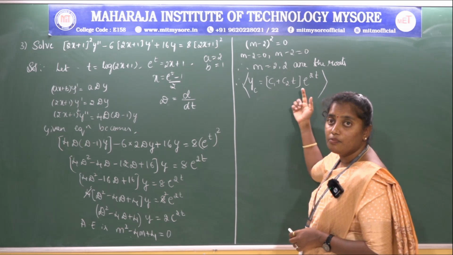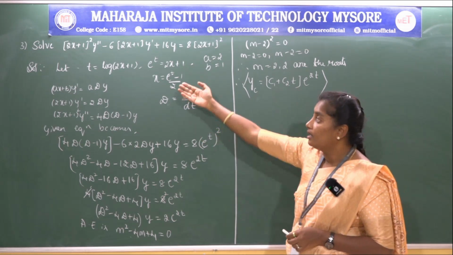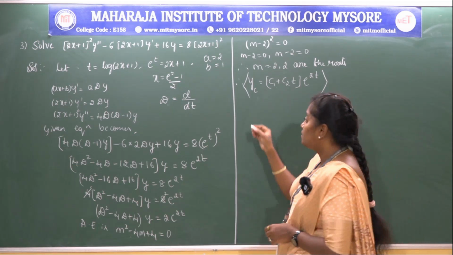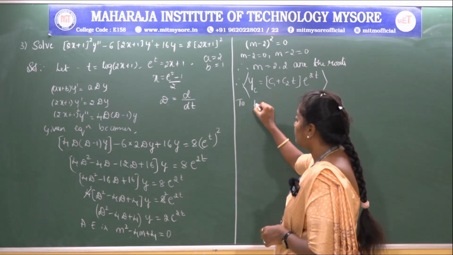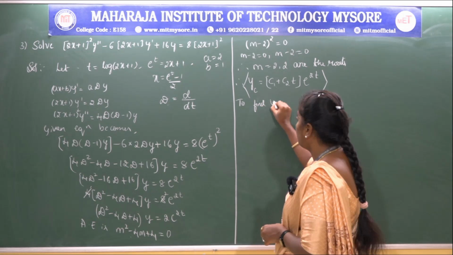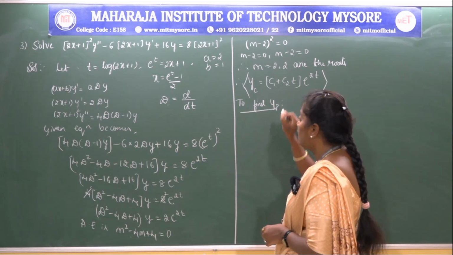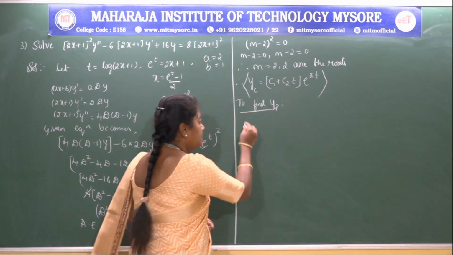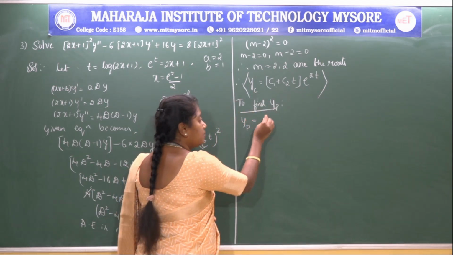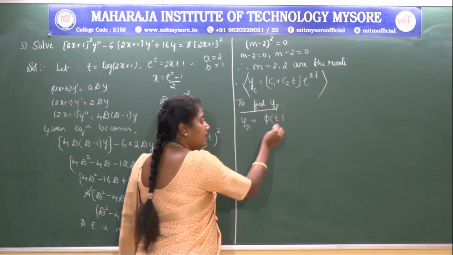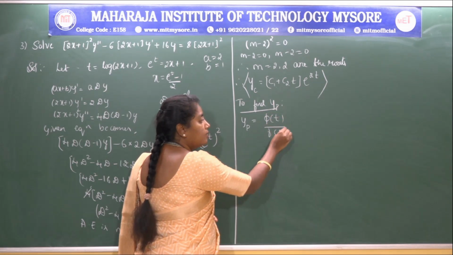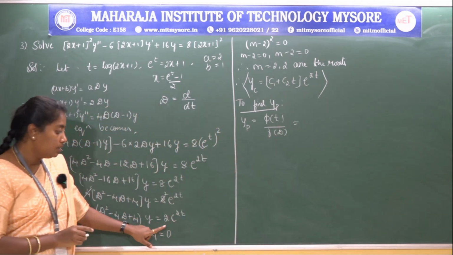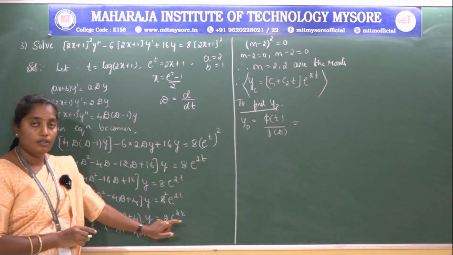Here in the final step we have to replace t by log of 2x plus 1. Next, to find the particular integral, that is yp value. The formula is yp is equal to phi of t divided by f of d. What is phi of t here? Phi of t is equal to 2 times e power of 2t.